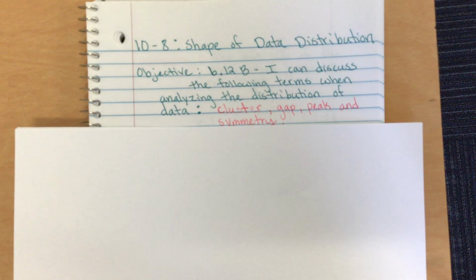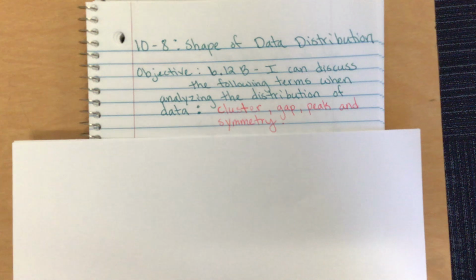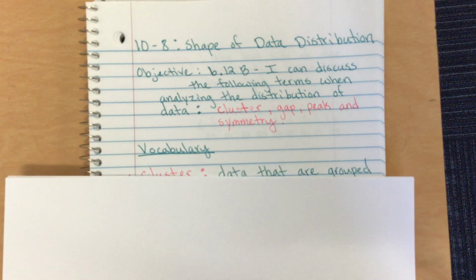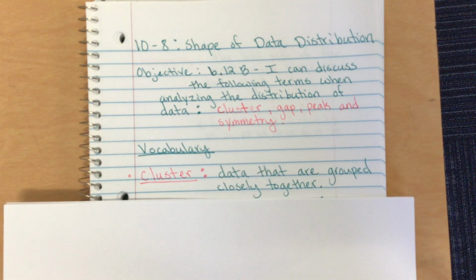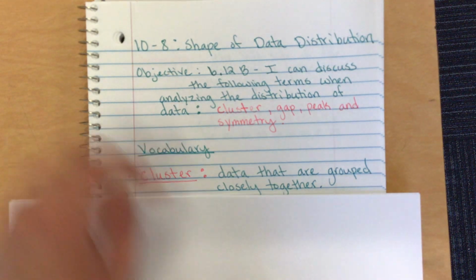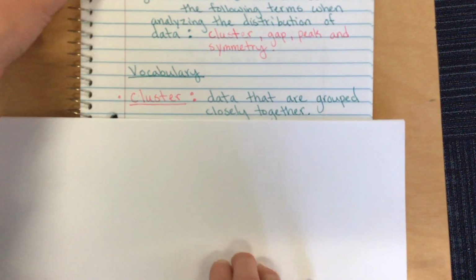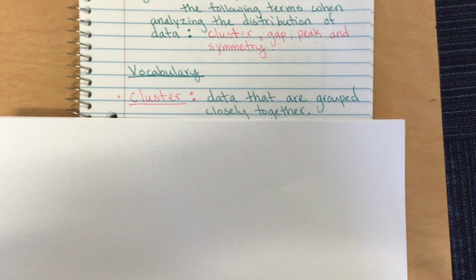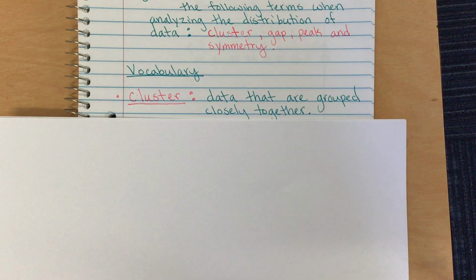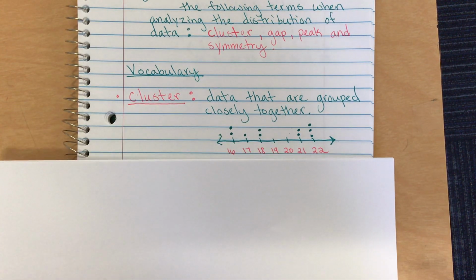Okay, so to get us started, we have some important vocabulary because these are all new words. So our first one is cluster. So when we're looking at data and the distribution, cluster means that the data is grouped closely together. What does that look like?